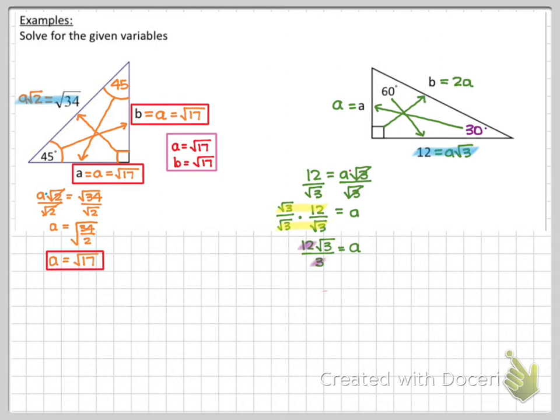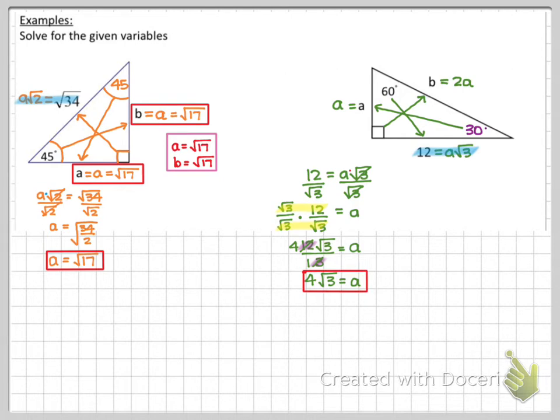I know that 3 goes into each of those. So 3 goes into 12 4 times, and 3 goes into 3 once. This is good. It doesn't look like I have a denominator anymore. So I just have 4 root 3 is equal to A. Okay. That, remember, A will set you free. You want to have A.